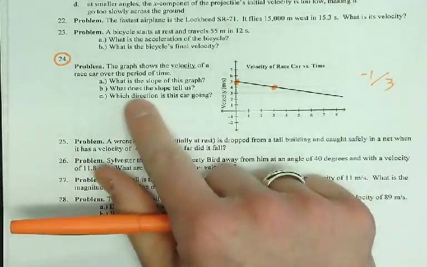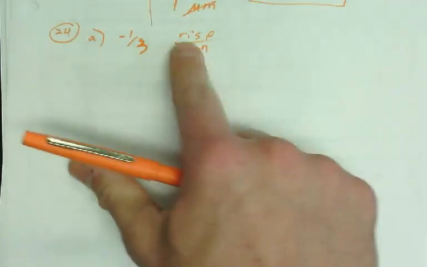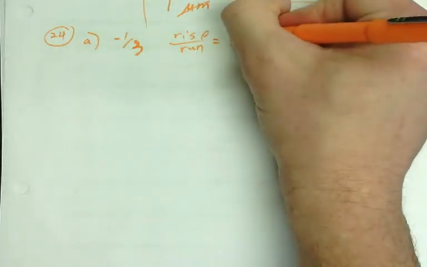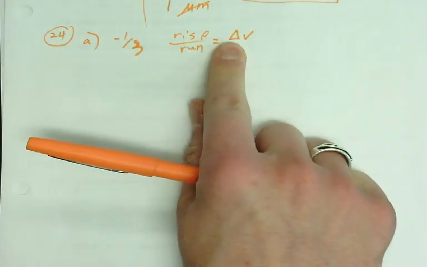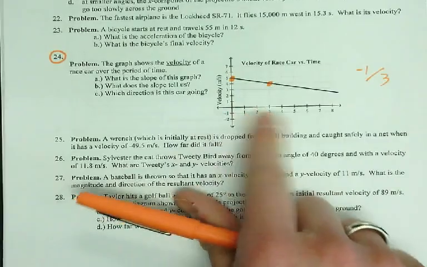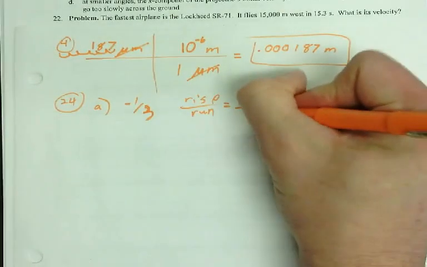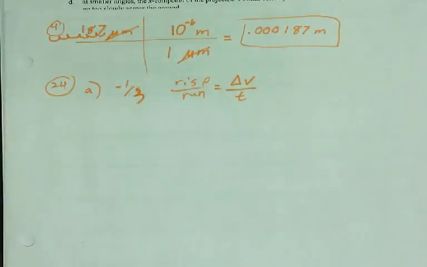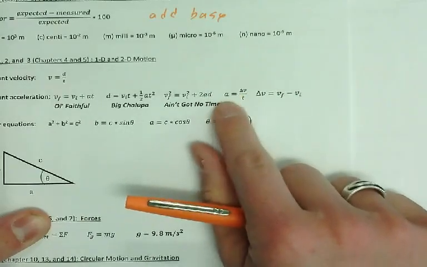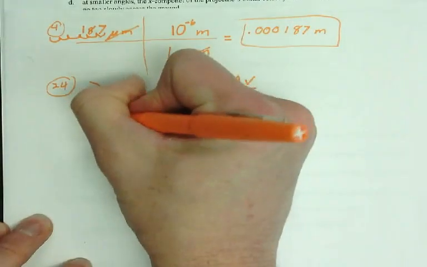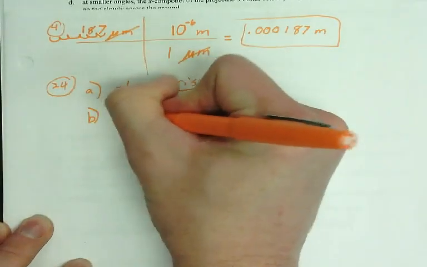Okay, so what does the slope tell us? Slope tells us the change in y, rise, over the change in x, run. For this problem, the change in y is the velocity, so we're changing the velocity, and we're doing that over the time. If you look at your equations, here it is: change in velocity over time, that's acceleration. So what the slope tells us is the acceleration.